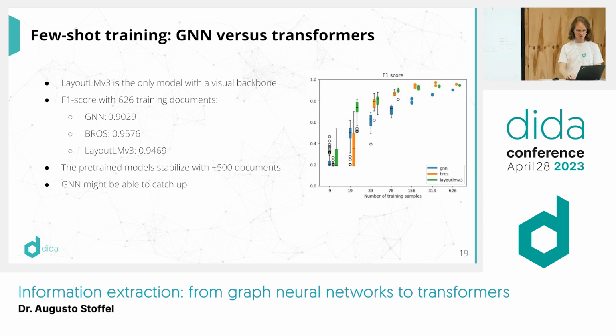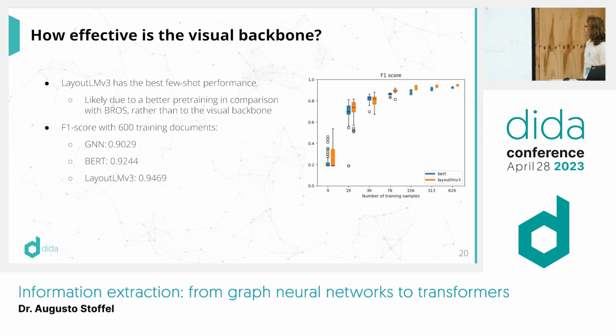Okay, so then another thing I asked myself is whether this faster learning is due to the visual backbone, but it looks like it is not, because if I just use a good old BERT for text, then it also has this characteristic. So I think the LayoutLM variant really just has a better pre-training.